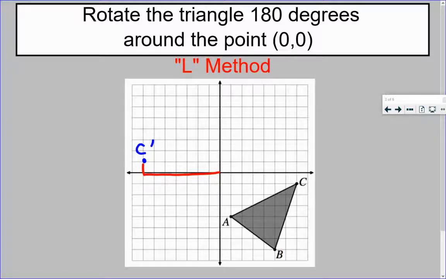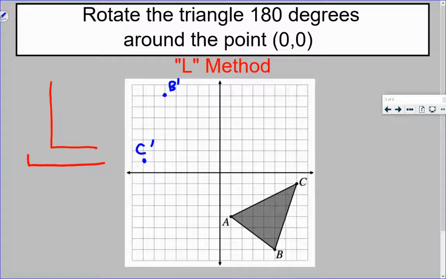Well, look what happened to it. It was over and down, now it's over and up. There's my 180. Now, let's do B. Here's my center of rotation. I'm going to go over and down. I'm going to rotate the L 90 and 180, but I have to go to my center of rotation, which is right there. So B is going to end up right there. I know that I shrunk that, but I still got the right place for B.